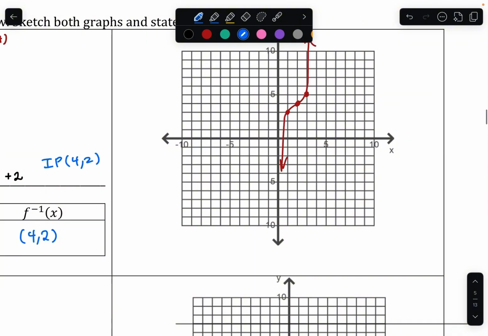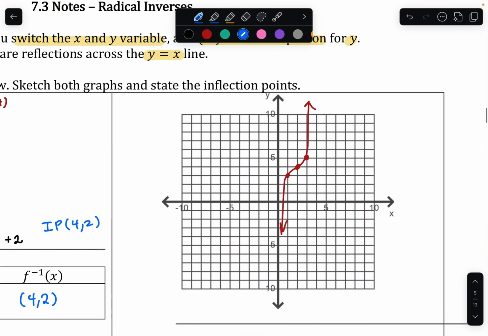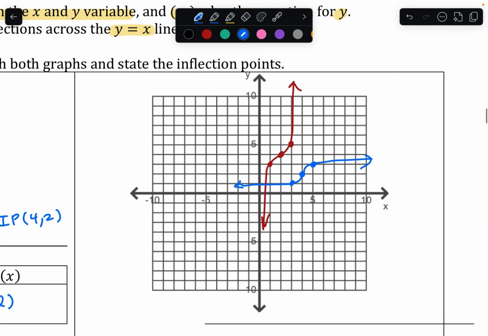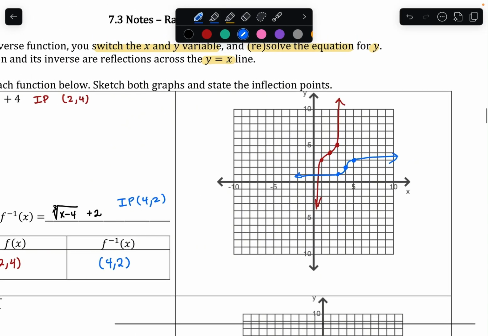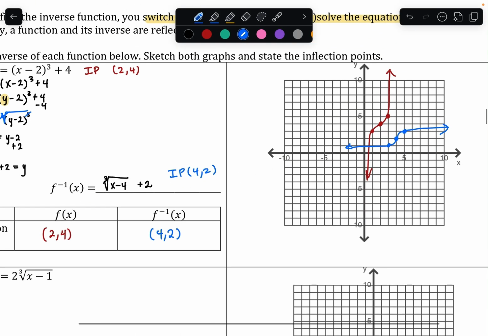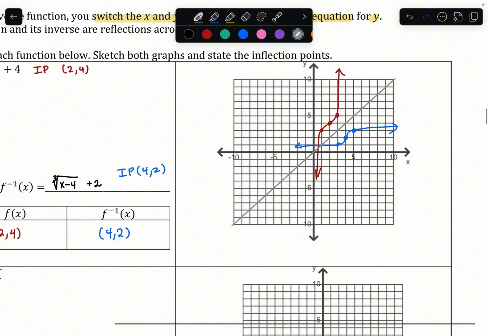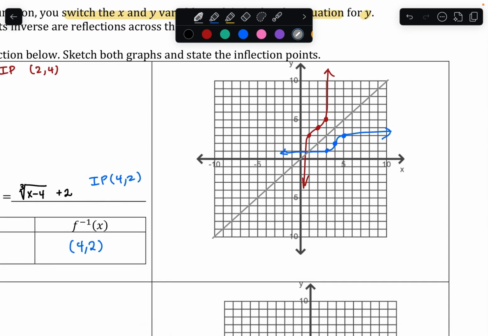So to come over here and graph, I'm going to go to x equals 4, y equals 2. And then because this is cube root, we still have the slope of 1, but cube root looks like square root connected to an upside down square root. Cube root is like the short fat s. Cubic is the tall skinny s. Okay, and if I draw the line y equals x, which is the slanted line through the origin, we can see that these are reflections across that line.